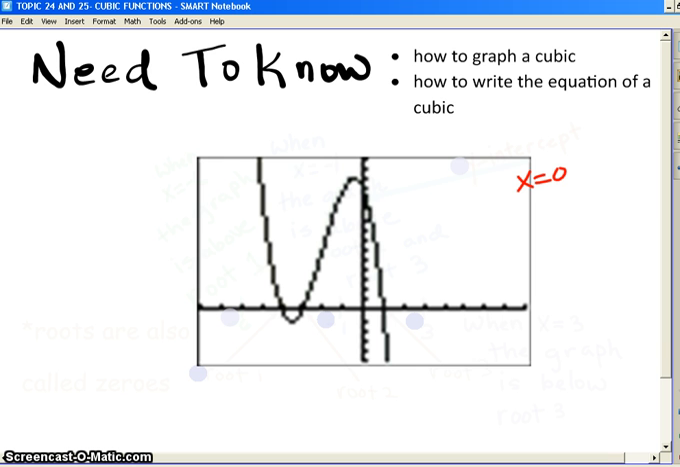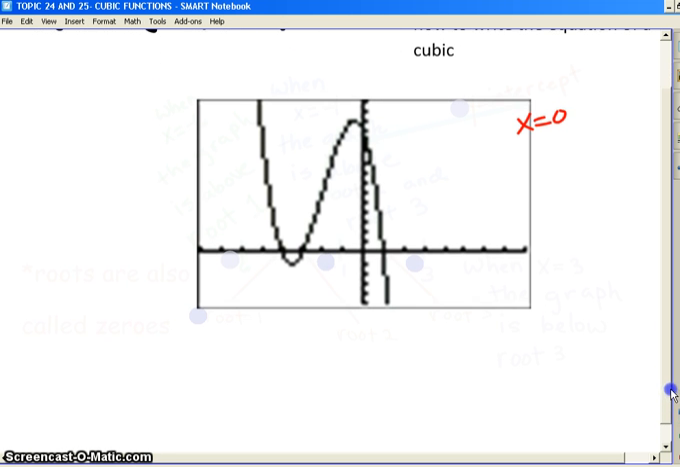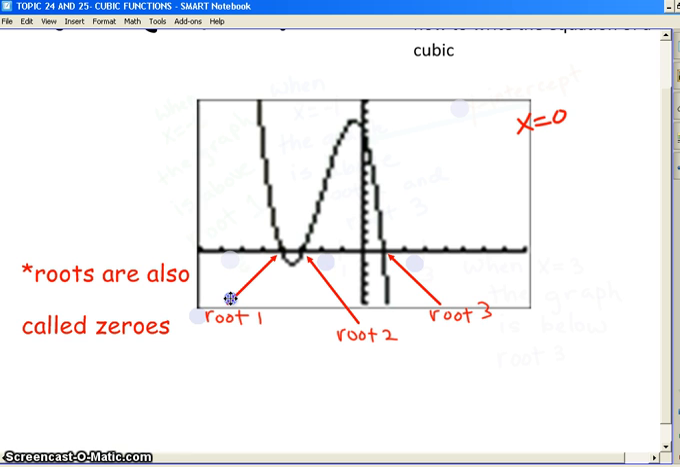Okay, so to make it easier, let's look at some parts of the graph. You need to know that those are called roots, okay, and roots are also called zeros. So when we write the equation of a cubic, you're going to have to consider 3 roots, okay?